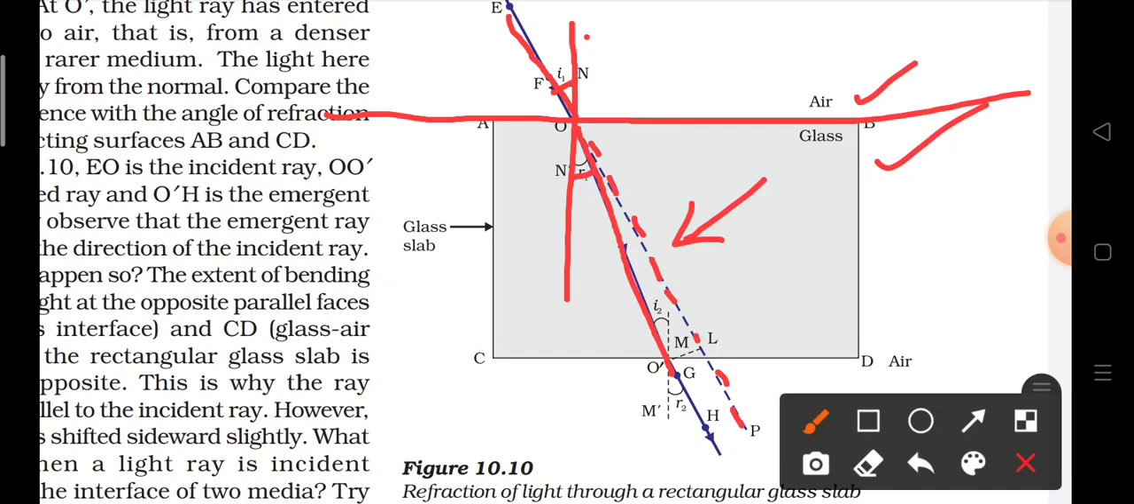Now we have studied angle of reflection, when the light comes back in the same medium after reflecting from the reflecting surface. Now it is entering from one medium to another, so this angle is known as angle of refraction. Now this light which has been passing through the glass will strike the other surface of the glass slab. There we also draw a normal.